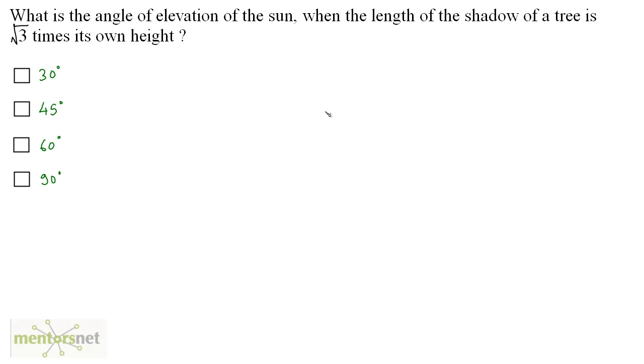What is the angle of elevation of the sun when the length of the shadow of a tree is root 3 times its own height? So this is the tree, and this black one is the shadow of this tree. And we have been asked what is the angle of elevation of the sun. So the angle of elevation of the sun with respect to the ground will be this angle theta, right?